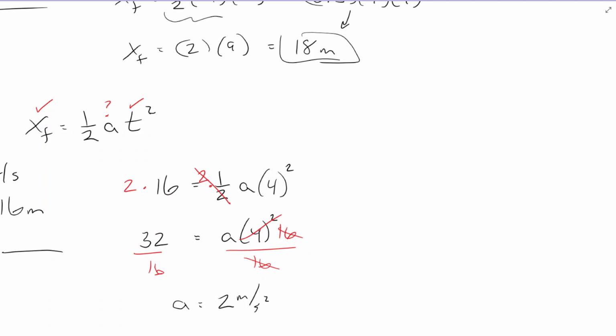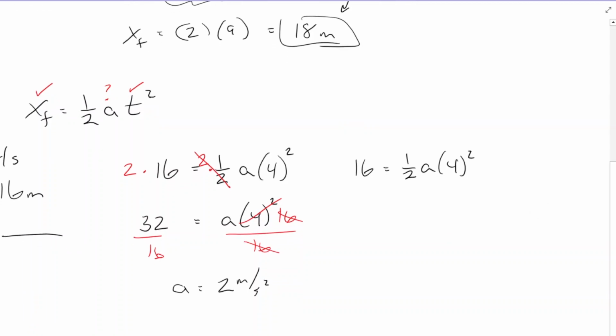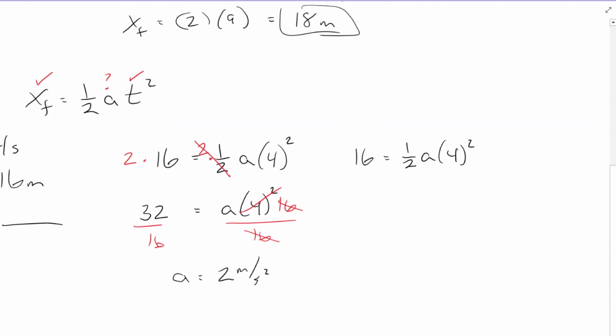But what if I wanted to do it in a different order? What if I take the same equation, 16 is equal to 1/2 a times 4 squared? Again, the square is only in the 4. What if I decide to evaluate the 4 squared first? So now I have 16 is equal to 1/2 a times 16. Well, what if I want to divide by 16 right now? Well, let's divide the whole problem by 16.